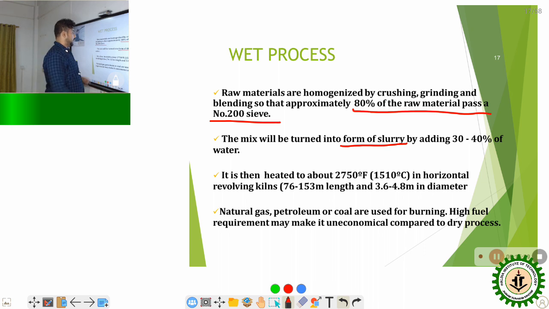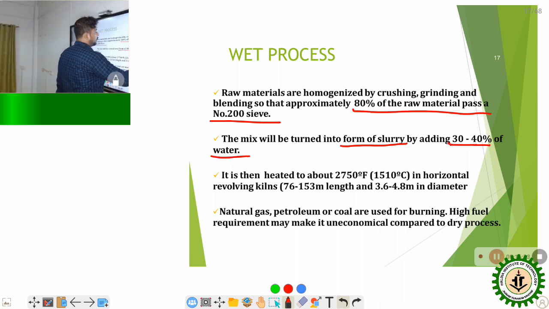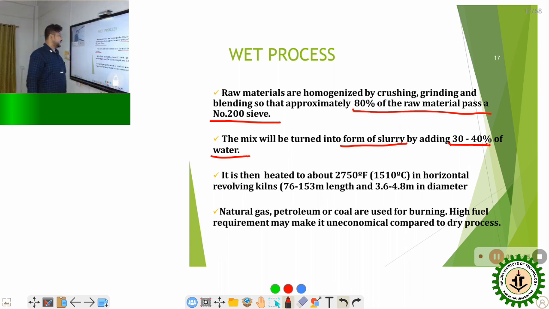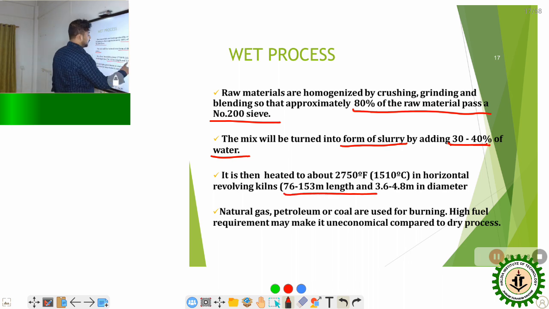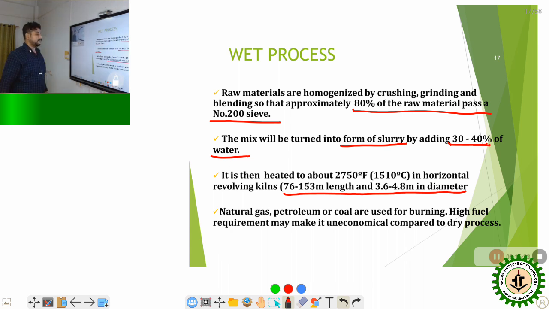By adding 30 to 40% of water. It is heated to about 2750 Fahrenheit or 1510 degrees centigrade in horizontal kilns, about 76.153 meters in length and 4.1 meters in diameter. Natural gas, petroleum and coal are used for burning, and the high fuel requirement makes it uneconomical compared to the dry process.